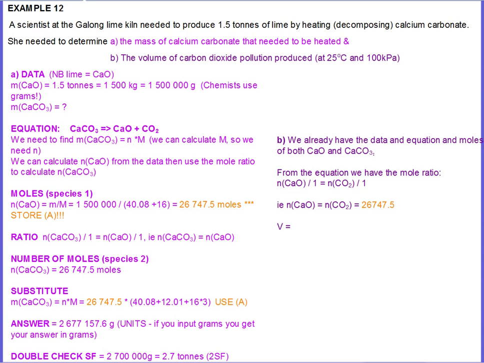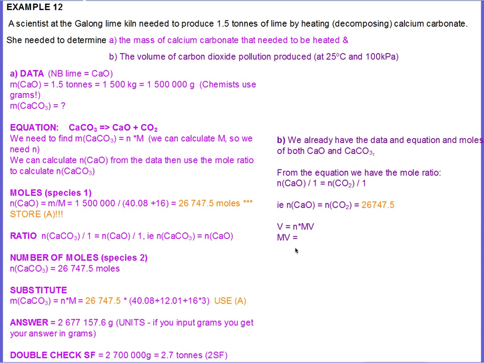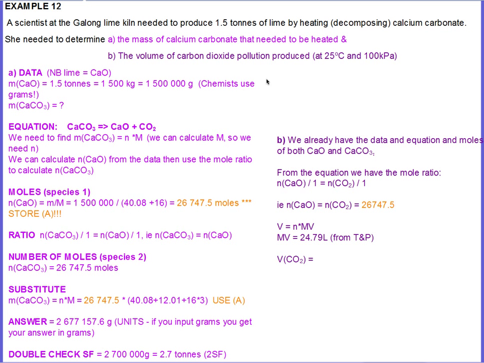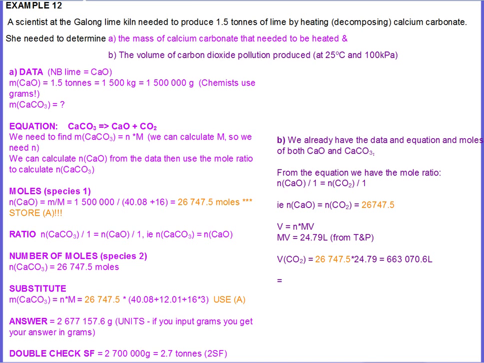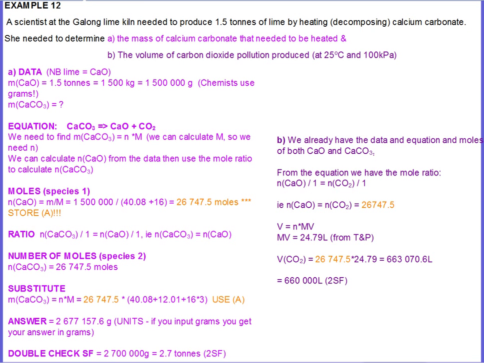Do we have an equation for volume? Yes, we do. Volume equals number of moles times molar volume. The molar volume for this question is 24.79 litres because we've been given that temperature and pressure. So the volume of carbon dioxide is just that 26,747.5 times by the molar volume. Once again, don't forget to get that number out of your calculator. You press alpha, then A, then your times, then you can put this 24.79 in. You press equals, you should get 663,070.6 litres. Once again, though, we've got to convert it to two significant figures. We do that, we get 660,000 litres of carbon dioxide gas has been produced.